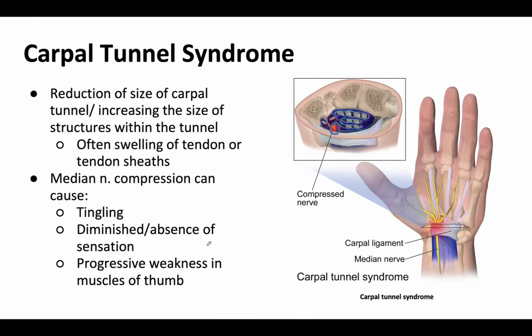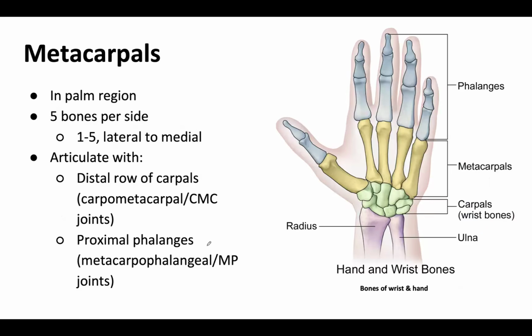The median nerve also has a motor component in the hand, specifically to muscles that move the thumb. So in severe cases or very long cases of carpal tunnel syndrome, you can have weakness in those muscles, so weakness in the movement of the thumb.